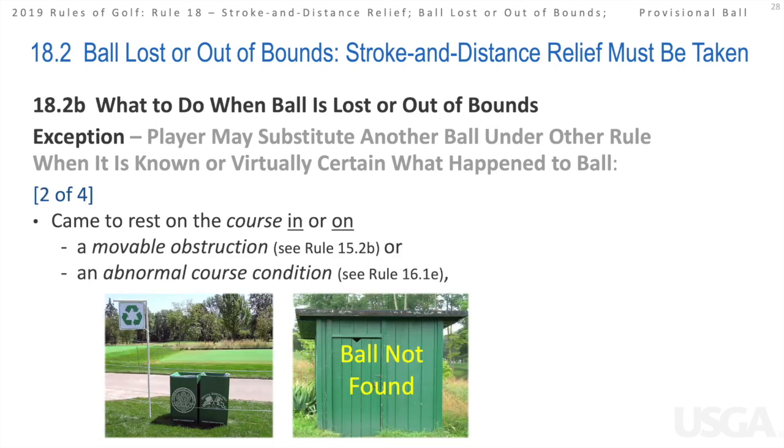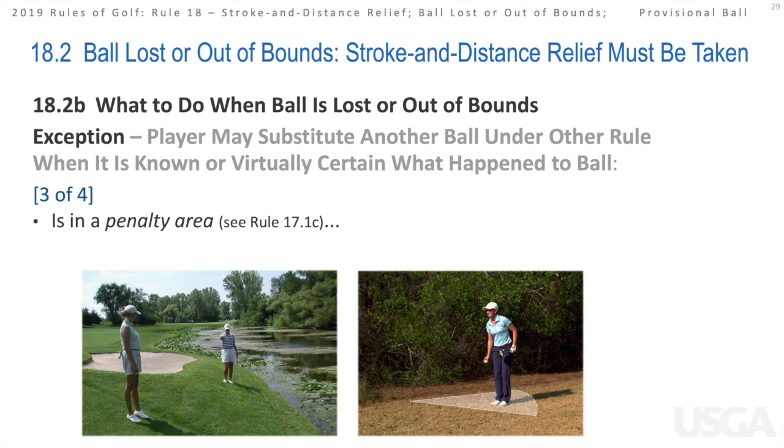A couple of other examples are if the ball comes to rest in or on a movable obstruction, such as these recycling containers, or an abnormal course condition, which could be a large area of temporary water. It could be an immovable obstruction, such as the shed in this picture. It could be where the golf ball is in a penalty area. If you hit a golf ball into a pond, it's not reasonable to say that the golfer has to go find that golf ball. If it's known or virtually certain that's where it is, they can proceed under that rule.